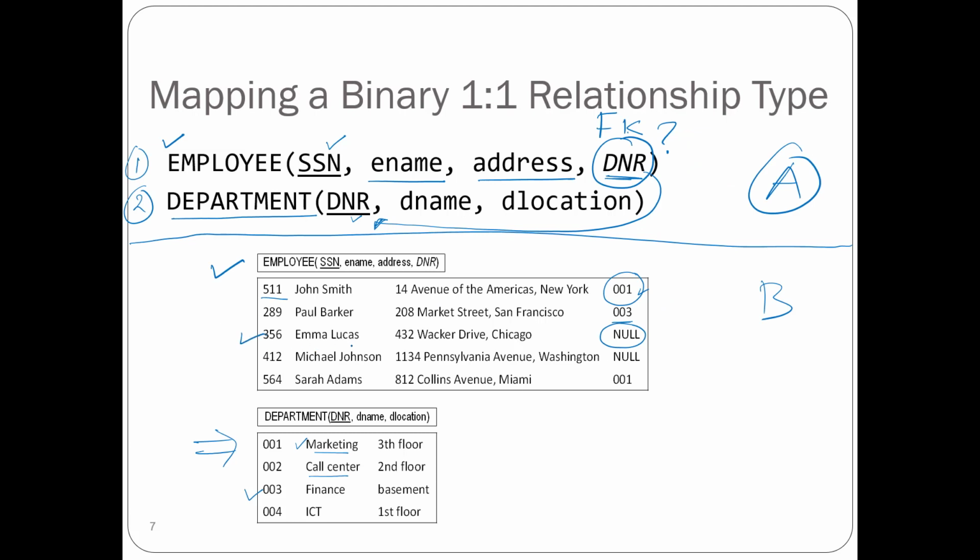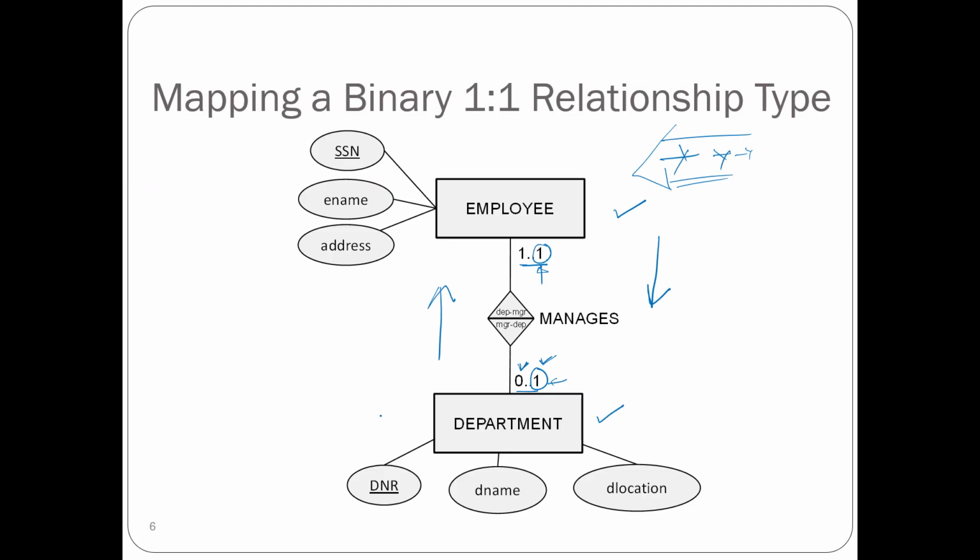Okay, so this zero thing is satisfied because we have a tuple like Emma Lucas, and she has the department number foreign key as null, meaning that she's not managing any department. Then we have Michael Johnson, similarly a foreign key being null, meaning that Michael is not managing any department, whereas Sarah Adams, she's managing what? The department number 1, which is marketing, right? So yeah, one of the cardinalities, which is 0 over here, is satisfied, right? Because Emma Lucas and one more employee are not managing any department. Good.